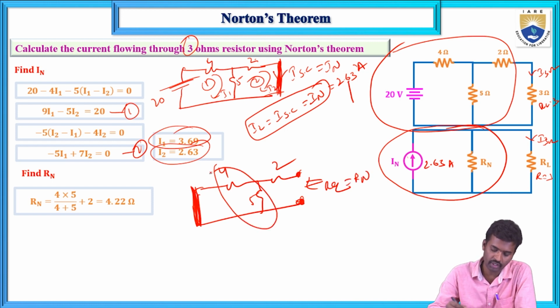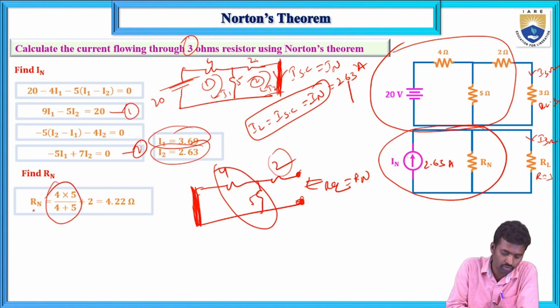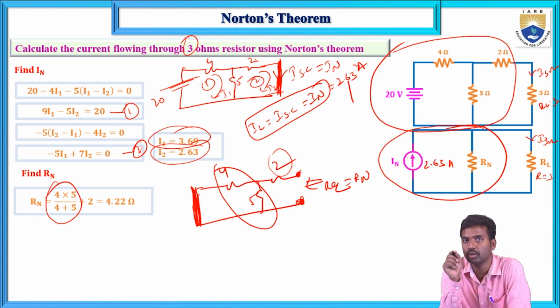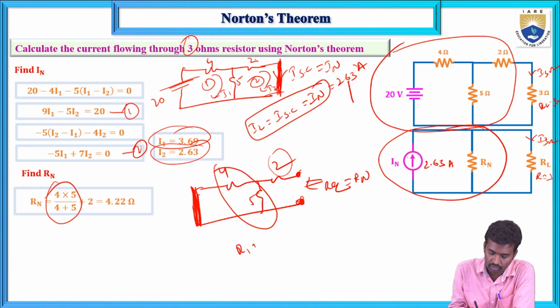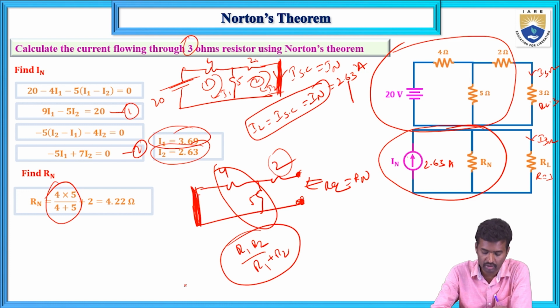4 and 5 are connected in parallel, and this 2 ohms is again connected in series. If two resistors R1 and R2 are connected in parallel, the equivalent resistance is R1 into R2 divided by R1 plus R2. That is the condition for parallel connection equivalent circuit. Here R1 equals 4 and R2 equals 5.